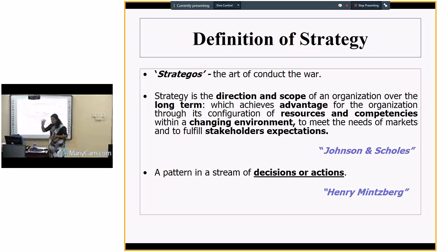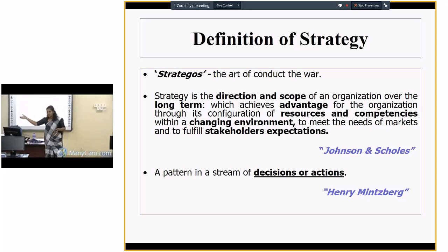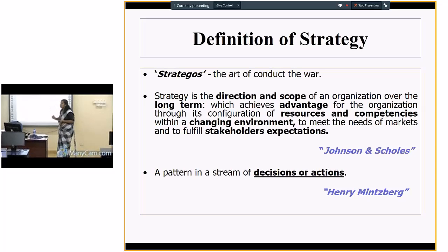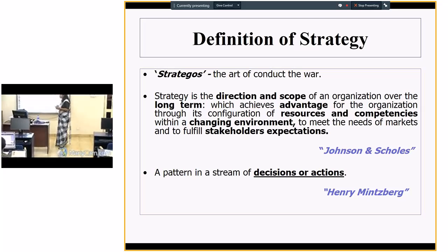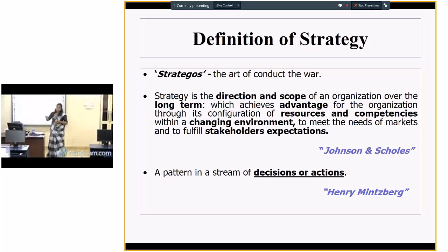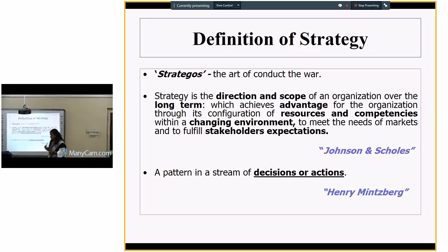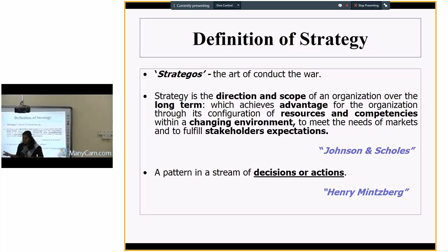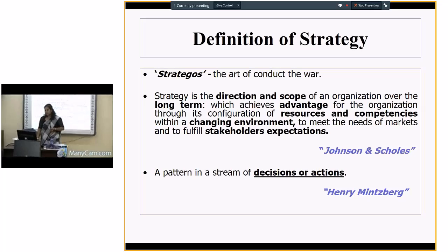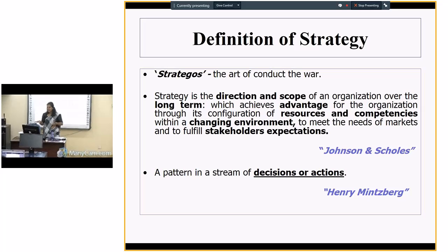When it comes to strategy, as I mentioned, this subject has evolved from the era of the military or the war period. In that time it came across as strategists. That is what we call the techniques or the art of conducting the war. So how do we define strategy? When it comes to strategy, it gives the direction as well as the scope of the business in a long-term perspective, and you also have to think about how to go for competitive advantage. So we have to look into the resources as well as the competencies within the organization in this changing environmental setting, in order to meet the needs of the markets and fulfill the stakeholder expectations. Clear about stakeholders? Okay? Yes, that is the concept of strategy.